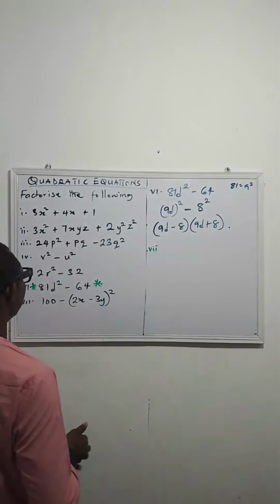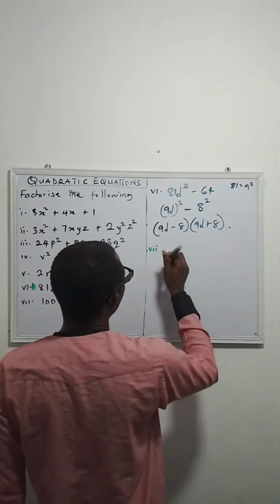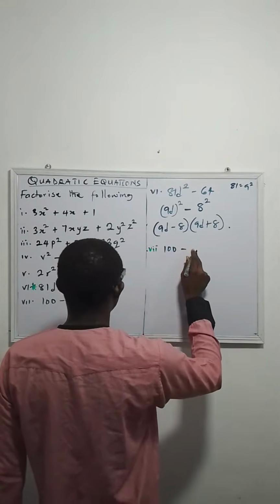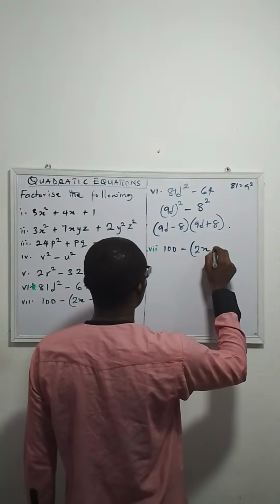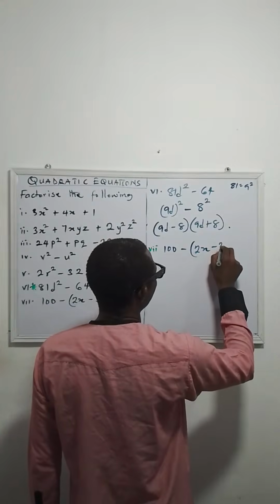So we have 100 minus 2x minus 3y squared.